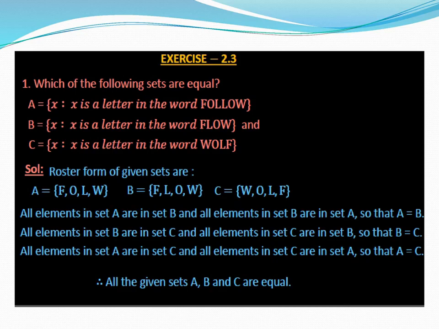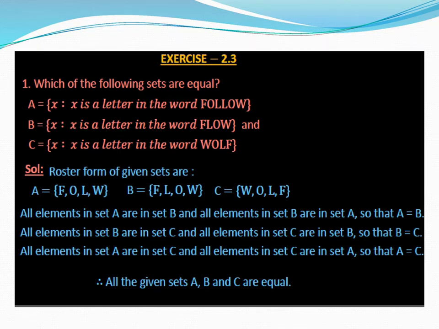B equals {x : x is a letter in the word FLOW}, and C equals {x : x is a letter in the word WOLF}. So these are all given in set builder form. First we will write the roster forms of the given set builder forms. Now we will solve this problem.